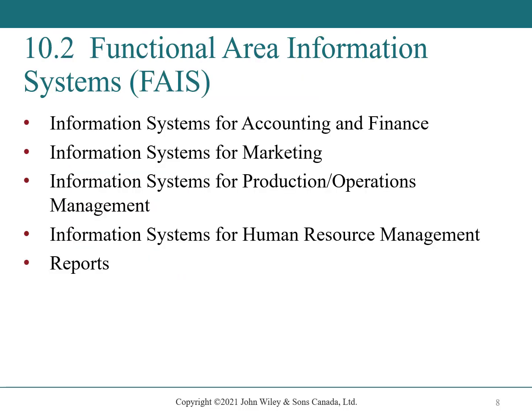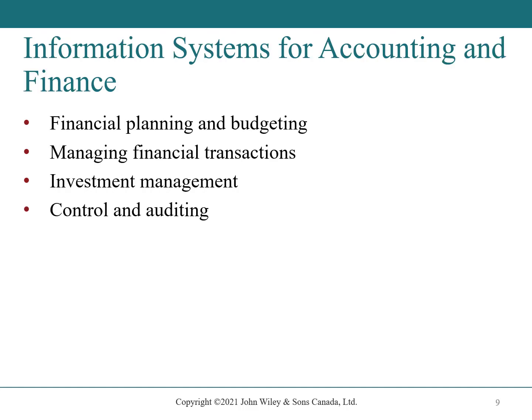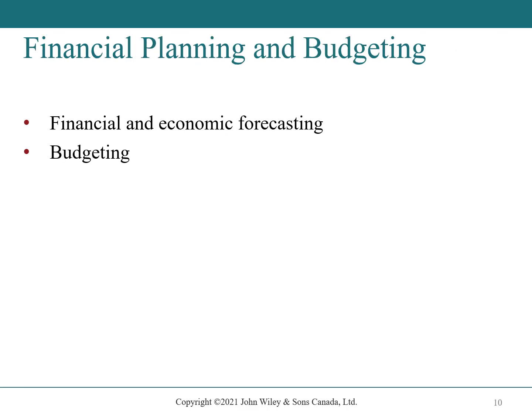Functional Area Information Systems, FAISs. Information systems for accounting and finance, information systems for marketing, information systems for production or operations management, information systems for human resource management, and reports. Information systems for accounting and finance. These are going to handle the areas of financial planning and budgeting, managing financial transactions, investment management, and control and auditing. Financial planning and budgeting.